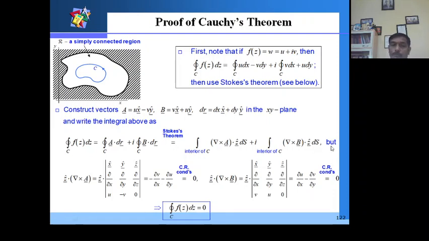Here we can apply z vector dot del cross A as a triple product. We can utilize x, y and z, and del is ∂/∂x, ∂/∂y and ∂/∂z, and the A vector is u, minus v and 0. Then applying this, we get ∂v/∂x and ∂u/∂y, where ∂u/∂y is ∂v/∂x, and by the Cauchy-Riemann equation this becomes 0.